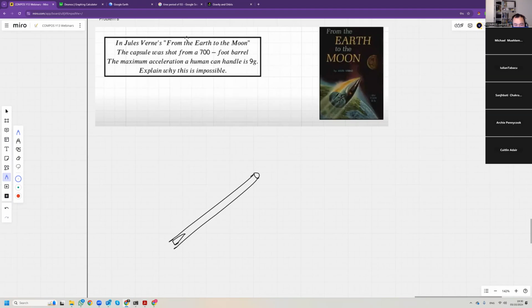So they were inside the capsule, and the cannon. There was a cannon which was a 700-foot cannon, and they shot the cannon, and they went to the moon. So your task is to show why this is not possible. You need to explain why the passengers would not survive the shot, because the acceleration would be too big for a human to handle. But you need to work out what that acceleration is.